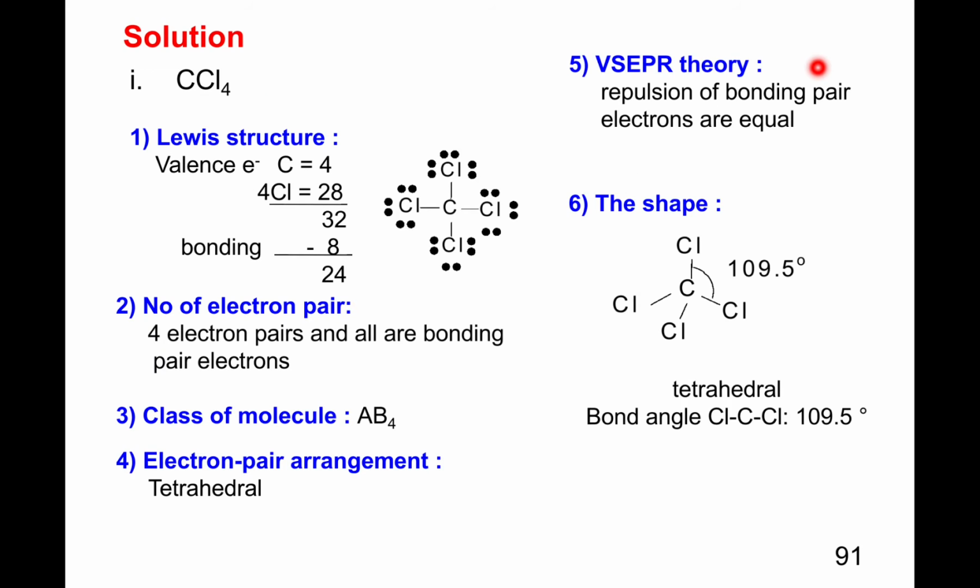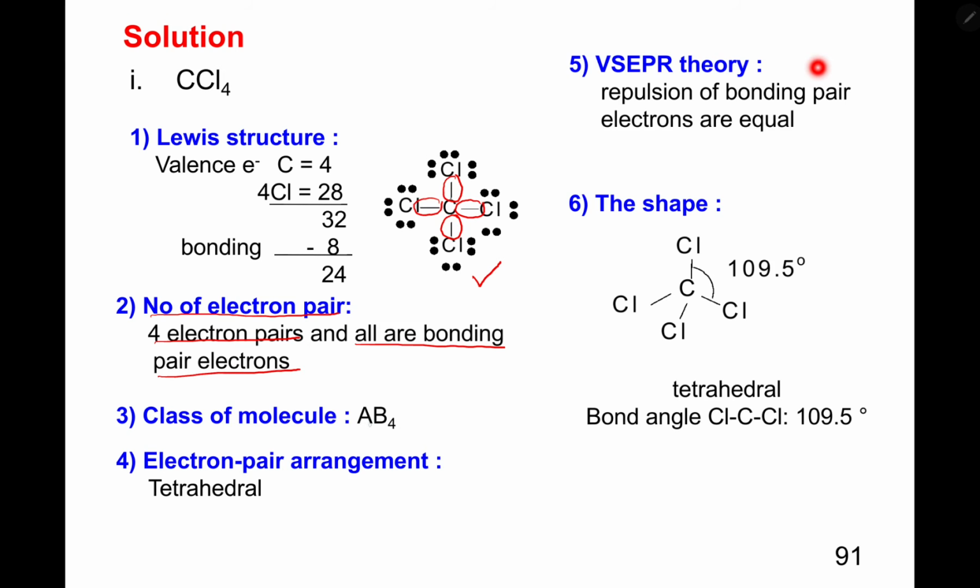Okay, let's look at the first example. This is CCl4. We start with the correct Lewis structure. We have the correct Lewis structure here. And the second step, determine the number of electron pairs. So how many electron pairs do we have around the central atom? We have 1, 2, 3, and 4. Electron pairs include all lone pairs and bonding pairs. So 4 electron pairs, and all are bonding pairs.